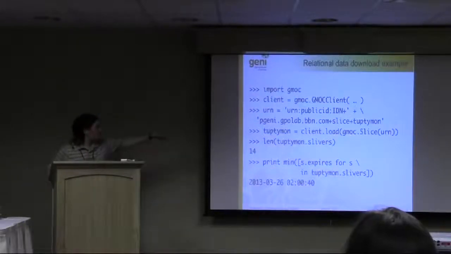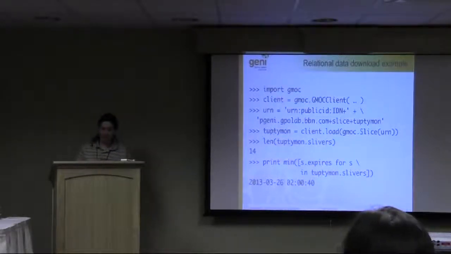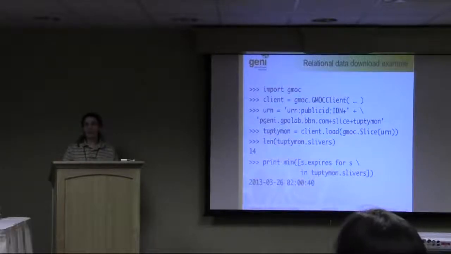So we've pulled down our slice object, and you see that you want to count your slivers, and there are 14 of them. That's great. And then I'm picking on Tim here. This is a monitoring slice that he uses that has slivers across a bunch of GENI infrastructure. That last one is a little bit of Python code that says what's the minimum expiration time for any of those slivers in that slice, which is something that you might want to know.